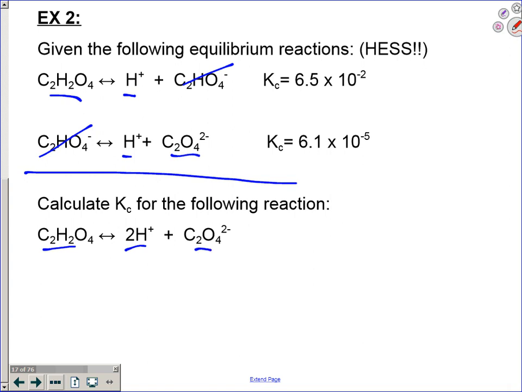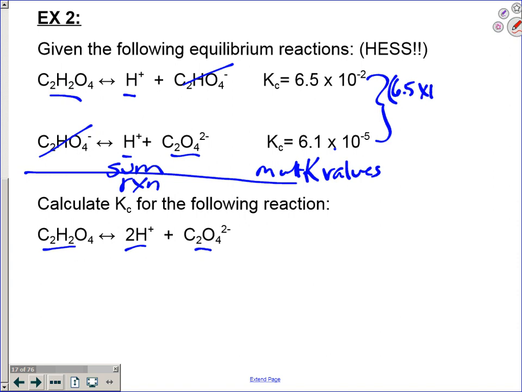All right, so technically, what do I do to my K values? Remember, when summing reactions, what do I do to K values? Multiply K values. So I'm going to multiply these two. What's 6.5 times 10 to the negative 2 times 6.1 times 10 to the negative 5? Let's just do this in our head. What's 6.6 times... 36. I know this is lowballing it, but 36.